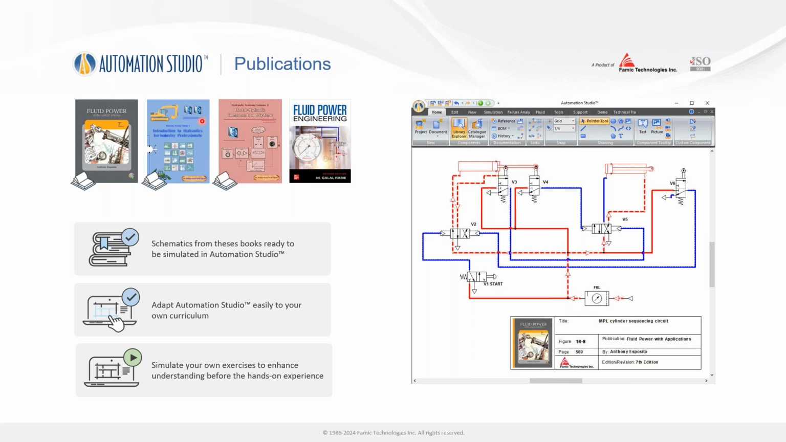In Automation Studio, from these publications, we have created all the circuits and all the circuits are ready to simulate. Students and teachers just have to open the circuit and start the simulation and understand the behavior of all circuits and components. For example, this circuit is created from Fluid Power with Applications by Anthony Esposito, which is this book. Likewise, all the circuits from these books are available in Automation Studio.